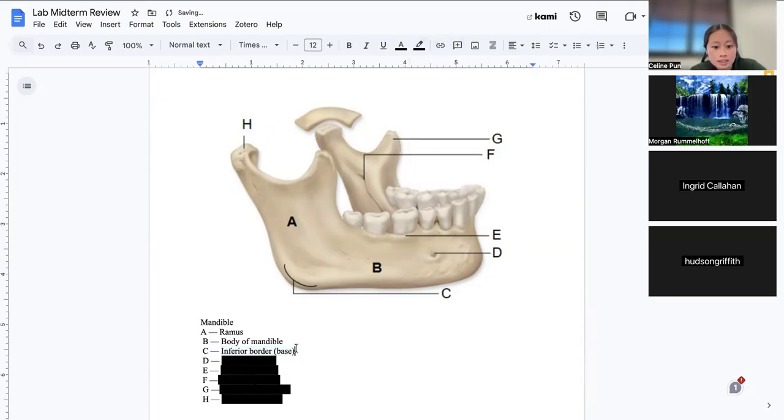It is called many things. It's called inferior border, the gonial angle. It's also called the angle of mandible. Lots of names. Okay, D. What is this little hole called? It is on your chin. So think about another word for chin and another word for hole. Yep, mental foramen.